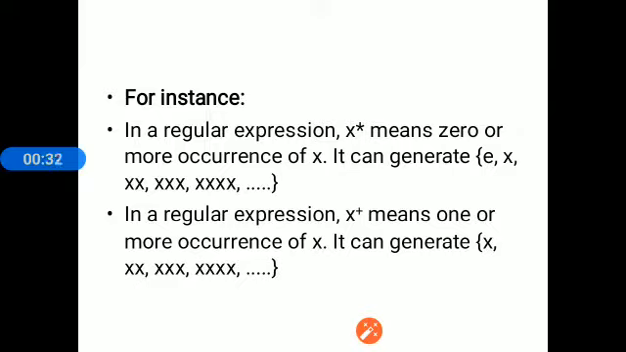The regular expressions are written in the form of, for example, x star, x plus. X star means occurrences of x. If star is there, that means there can be 0 occurrences or multiple occurrences, and if x plus is there, that means at least one time x has to occur in the string.